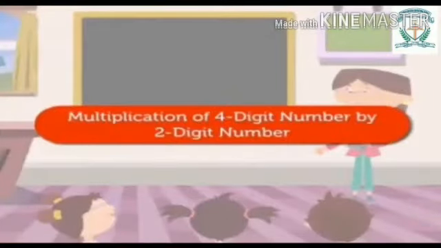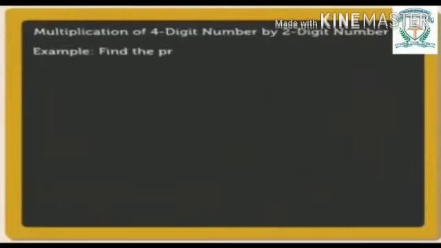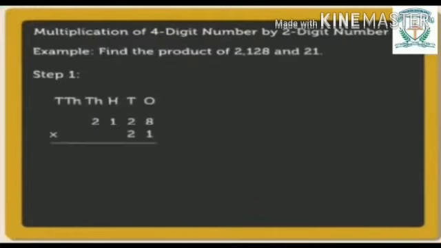Let us move to another subtopic, that is multiplying 4-digit number by 2-digit number. For example, find the product of 2128 and 21. We can divide the whole process into 3 steps. Step 1. Multiply 2128 by the ones digit of the multiplier, that is 1.